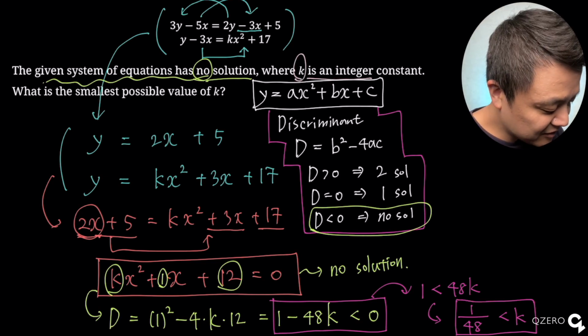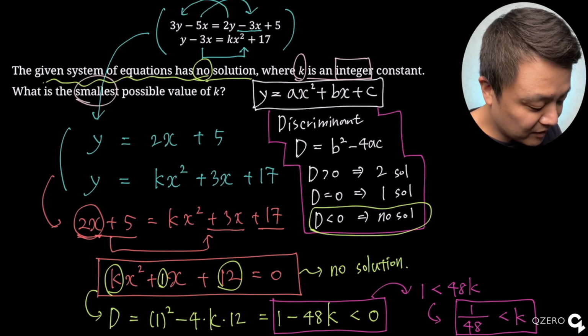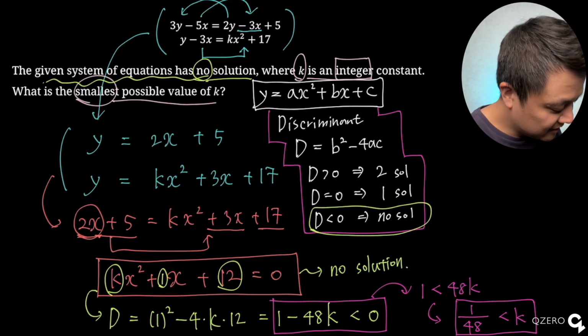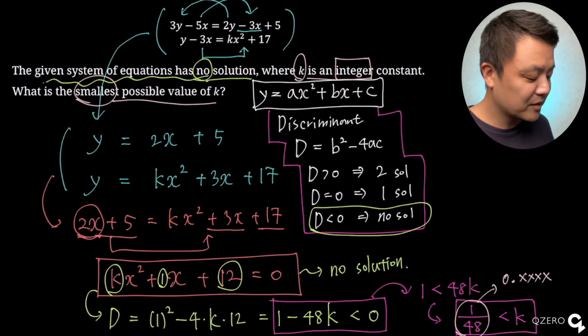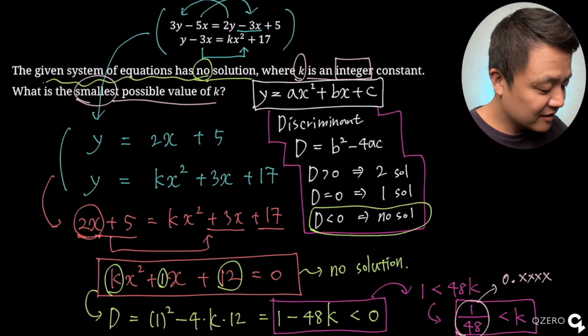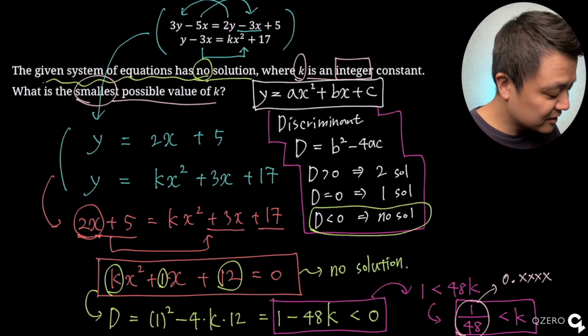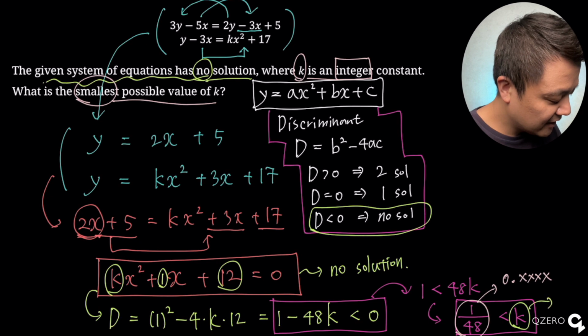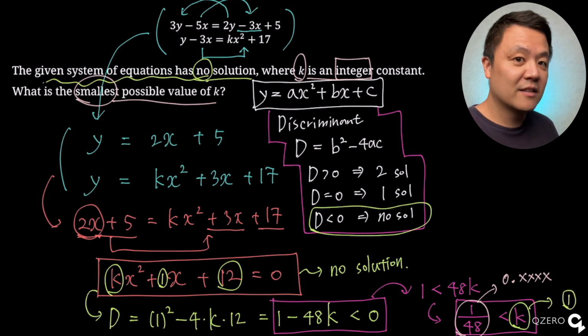k is an integer, and we're looking for the smallest possible value of k. Since 1 over 48 is some positive number that is smaller than 1, so it's something like 0 point something, the smallest possible integer value for k has to be 1. That's the final answer.